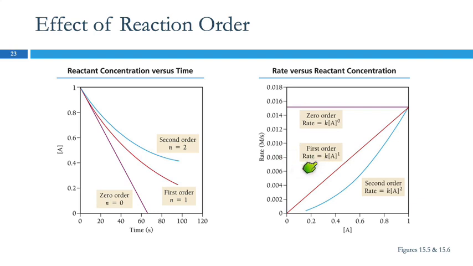First order reaction, the rate is proportional to the concentration. And so if the concentration is 0, the rate will be 0. As the concentration increases, the rate increases. And it's linear. Second order, the rate is proportional to the square of the concentration. And so then we get this exponential curve, right, where it increases faster and faster as the concentration is higher. Any questions?